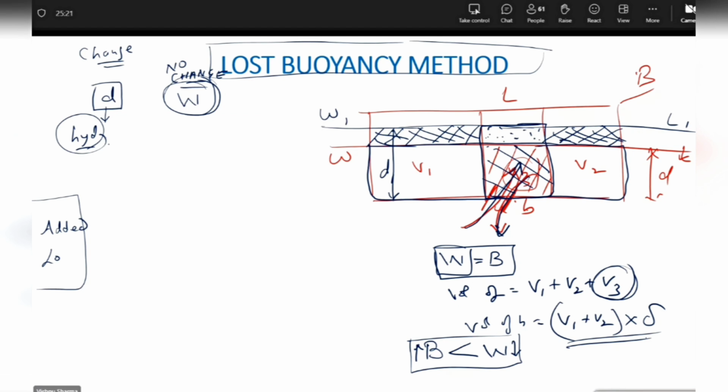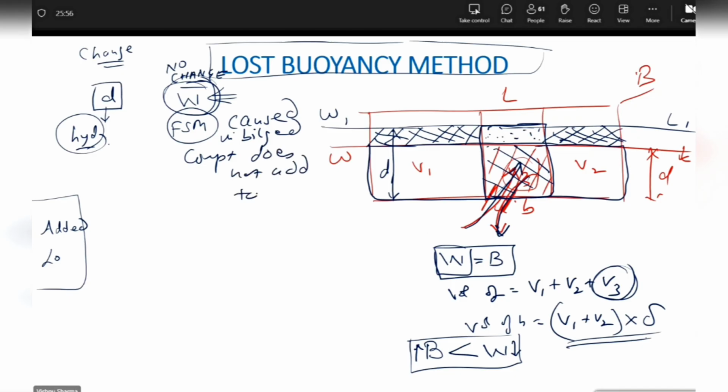if the water does not belong to me, it belongs to the sea. The sea outside has so much free surface, it doesn't bother me. So that free surface then does not belong to me. So another big advantage of this lost buoyancy method is, one, displacement remains unchanged. And second, the FSM caused in the bilged compartment does not add to the ship's FSM, does not add to the FSM of the vessel.